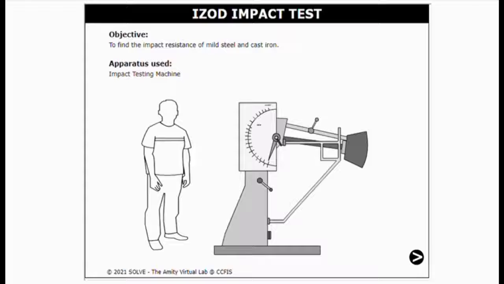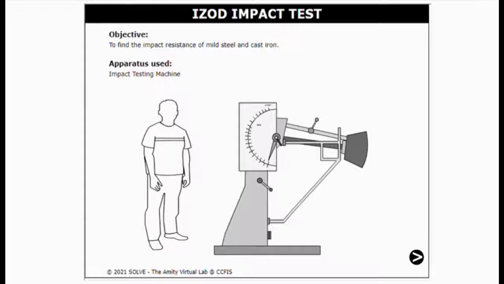The title of this practical task is Izod impact test. The objective of this practical task is to find the impact resistance of mild steel and cast iron. The apparatus used in this experiment is impact testing machine.